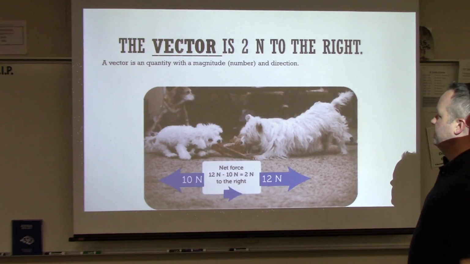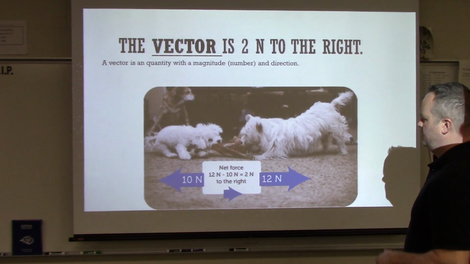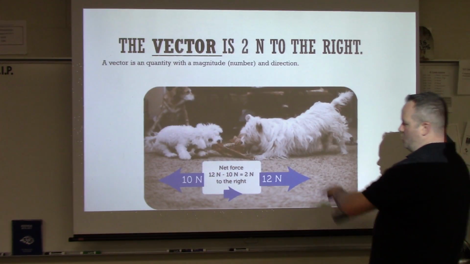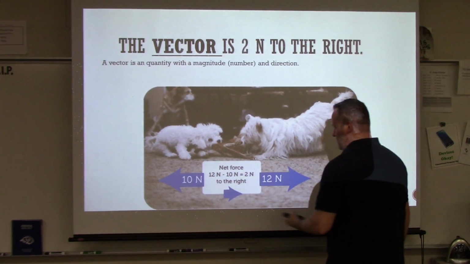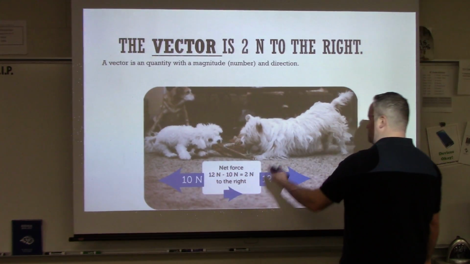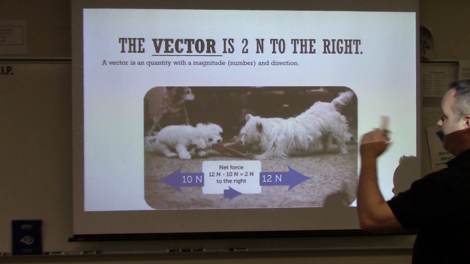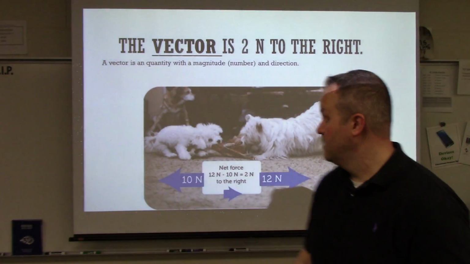All right, so here we're looking at the vector of the dogs. They're kind of playing around with the cloth in the picture, or maybe that's a toy. If you look at the overall net force involved here, you have an opposing force to the left and another force to the right. So 12 minus 10 is going to give us 2 newtons to the right. Again, we need to say that this is a vector quantity and that the vector is 2 newtons to the right. So I have my magnitude, that's my number, and I have my direction. That's where it's going to go.